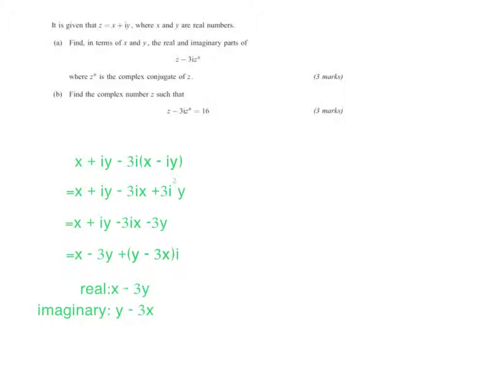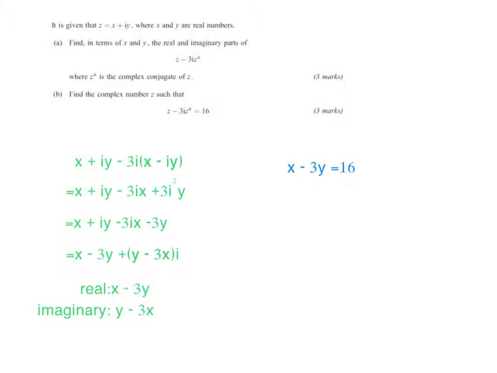So for part B, it says find the complex number z such that z minus 3iz* equals 16. So basically it's saying, for that expression from part A, for what complex number does that equal 16? Well, this is where we equate real and imaginary coefficients. On the left hand side, my real part is x minus 3y. On the right hand side, the real part is 16, so I can form an equation there.